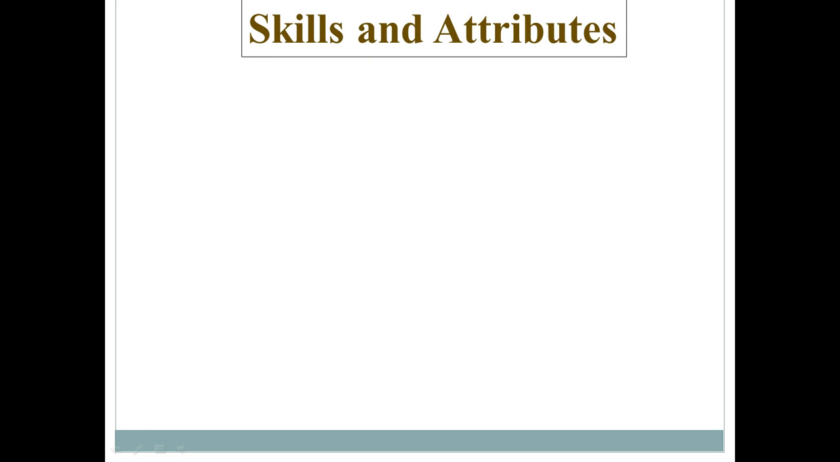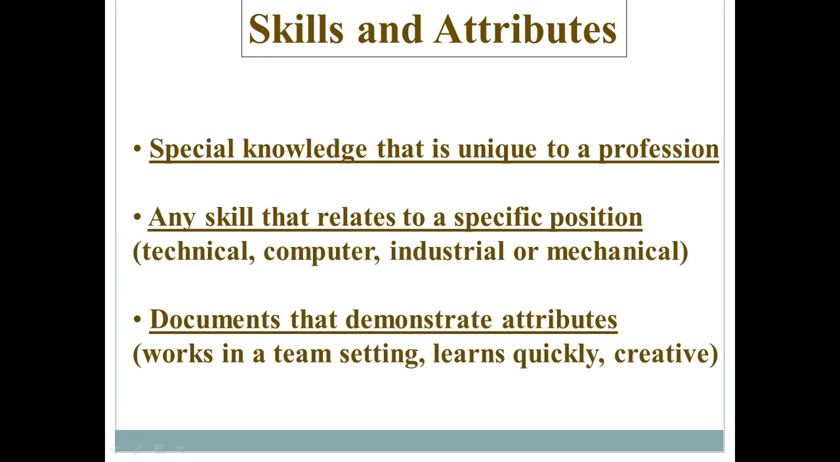The other area might be skills and attributes. It's any special knowledge that's unique to a profession. Any skill that relates to a profession, especially now computer skills. You want to show something to demonstrate that you have computer skills. Almost every position now requires that. Anything that shows that you worked in a team, you learn quickly, you're creative. All this would be very useful for an employer. Teamwork is one of the main things most employers are looking for, so anything you can show that you worked as a team can be something that might get you the job.